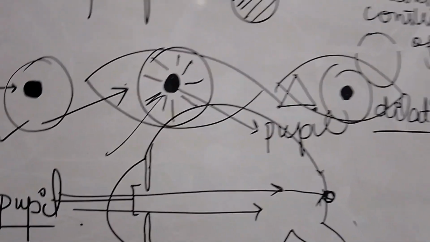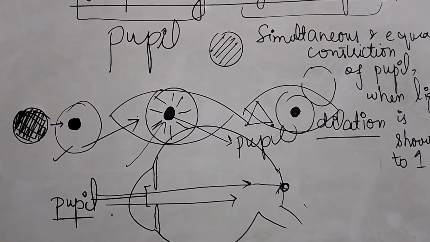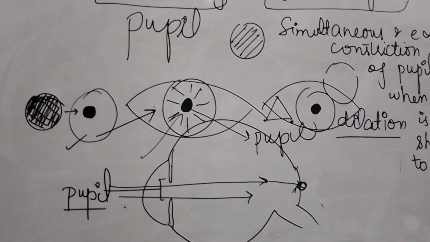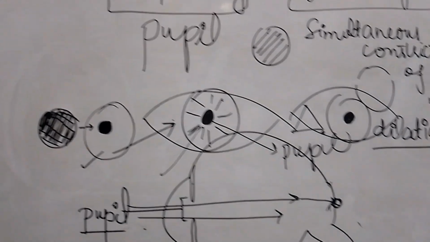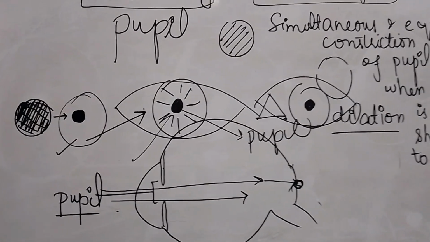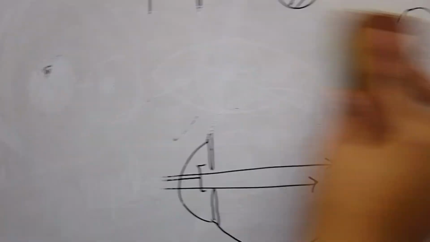Now we are going to learn about the pathway of the pupillary light reflex, right? So you have to learn some important structures. I'm going to tell you a flow chart. Later we are going to discuss the pathway, right? So what happens when you throw light onto the patient's one eye?